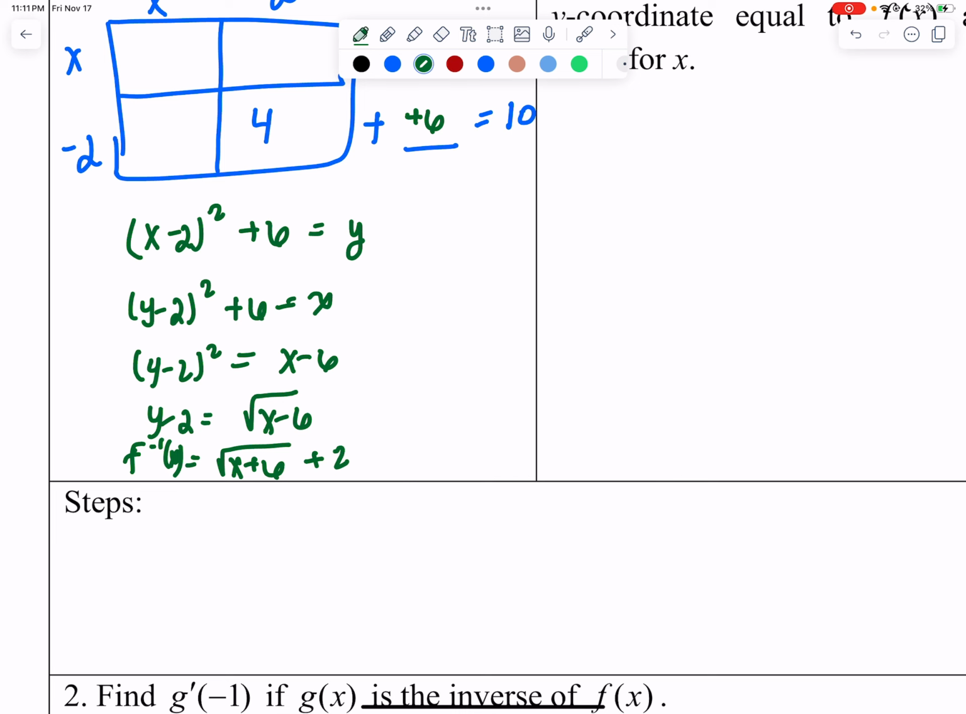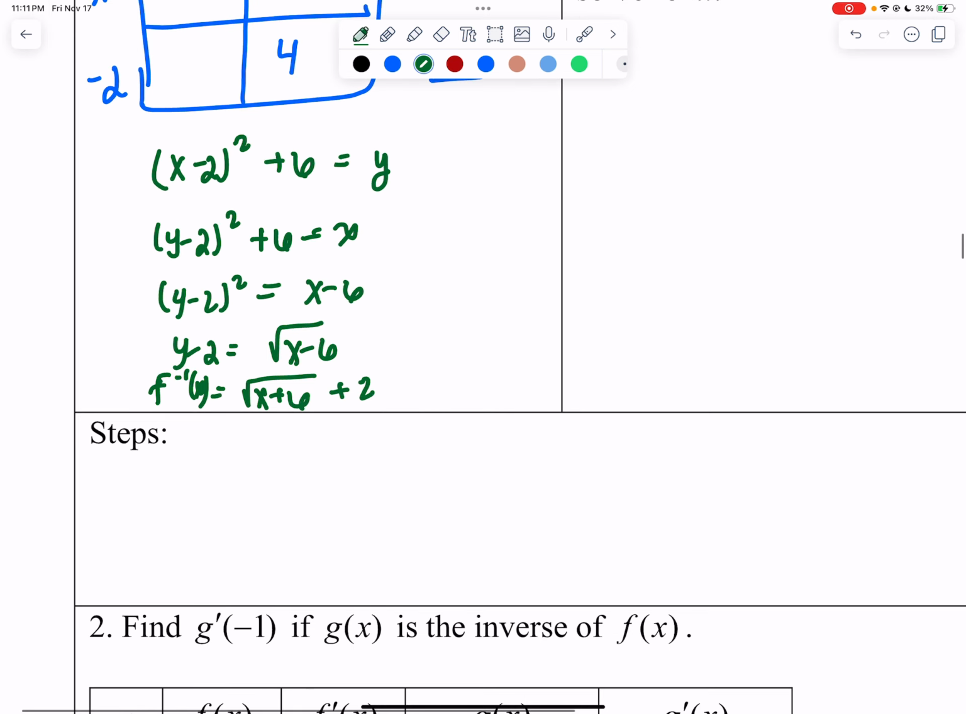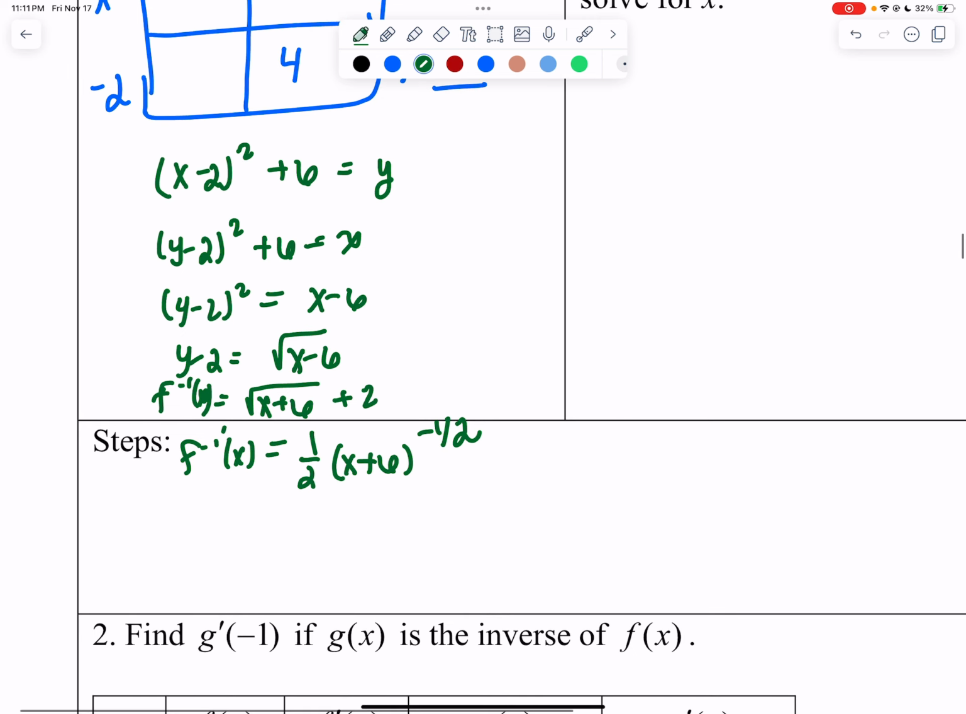I'm going to take the derivative of that. The derivative of 2 is just going to be 0, and then the x minus 6 is going to use chain rule. So the derivative of this is going to be 1/2 times (x minus 6) to the negative 1/2.